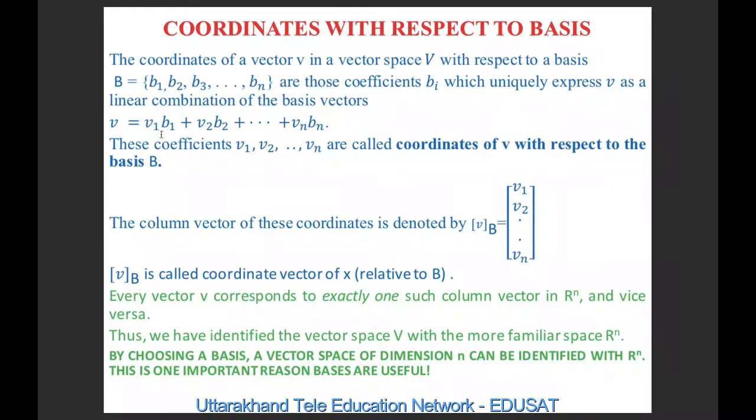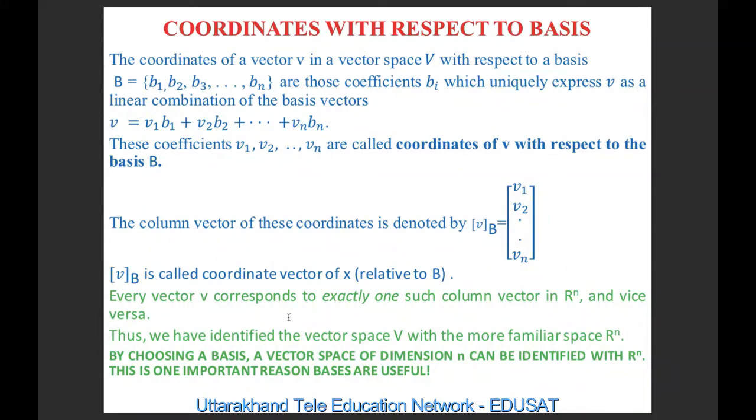These coefficients v1, v2 up to vn are called the coefficients of v with respect to the basis set B, which is equal to b1, b2, b3 and bn. The column vector of these coordinates is denoted by [v]_B, and it is nothing but a matrix of order n by 1. It is a column matrix consisting of v1, v2, ..., vn. [v]_B is called the coordinate vector of v relative to B.